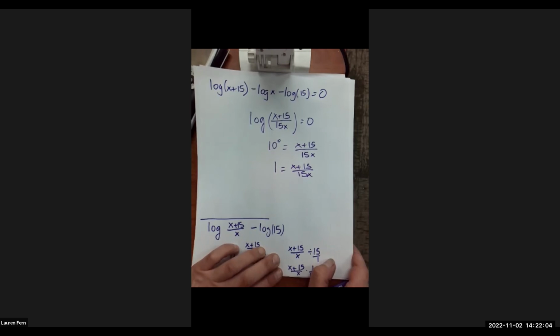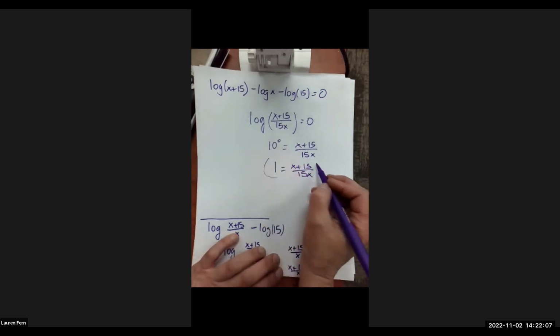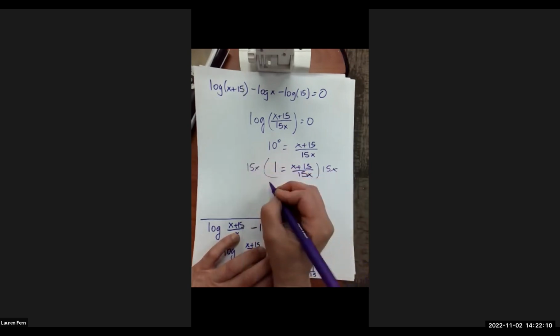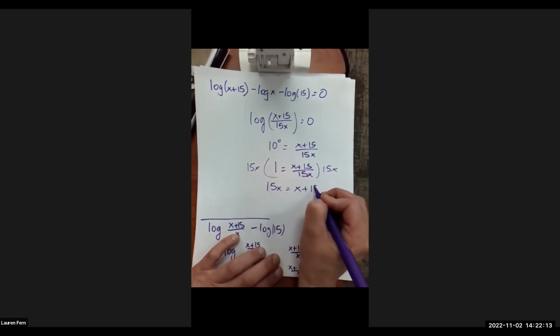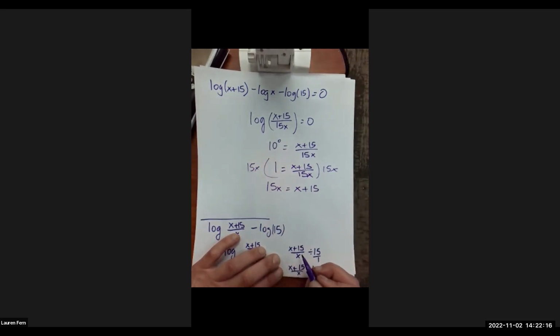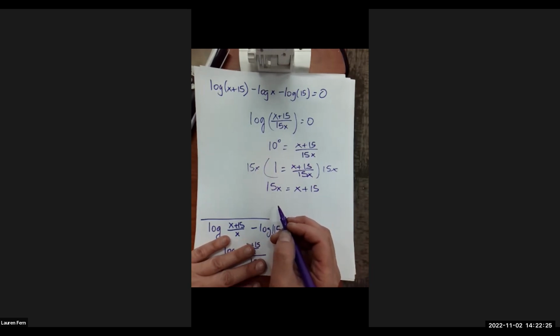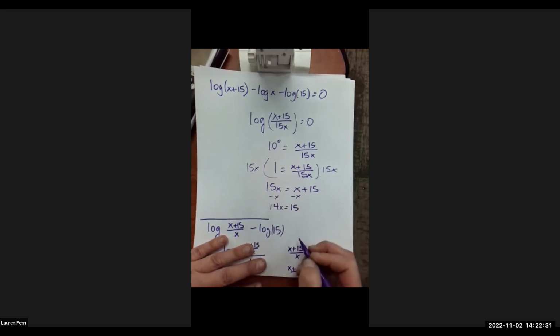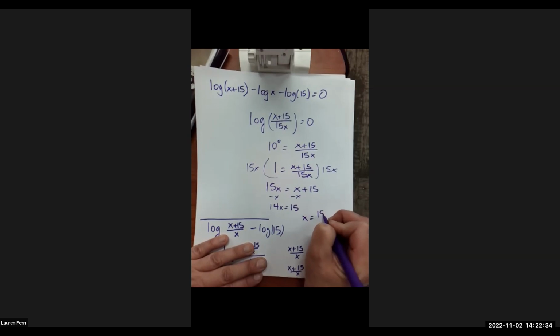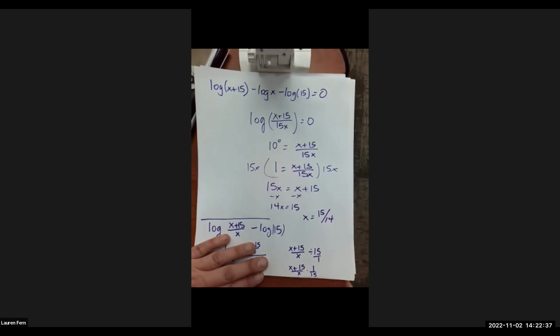What can I do now? Multiply both sides by 15x. So I have 15x is equal to x plus 15. Next, subtract x. So I have 14x is equal to 15. So isn't x equal to 15/14? You with me?